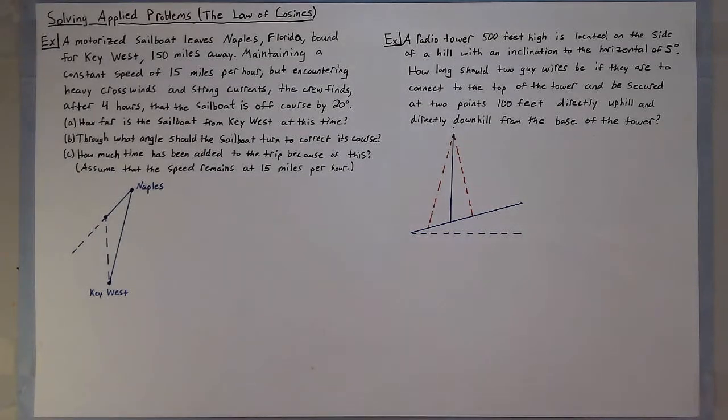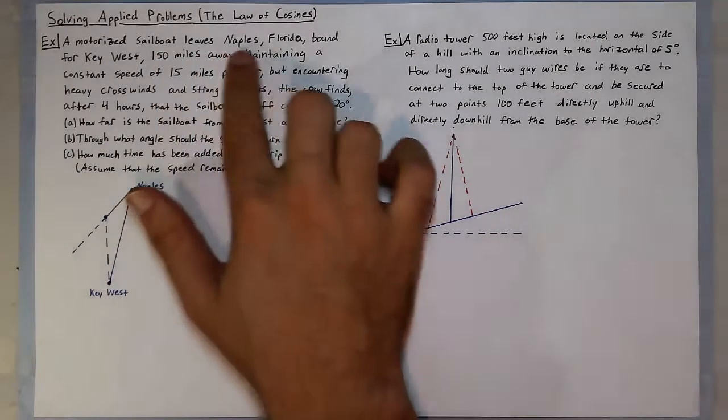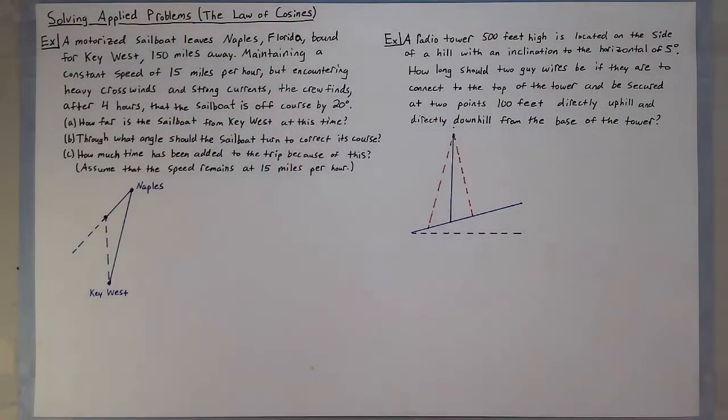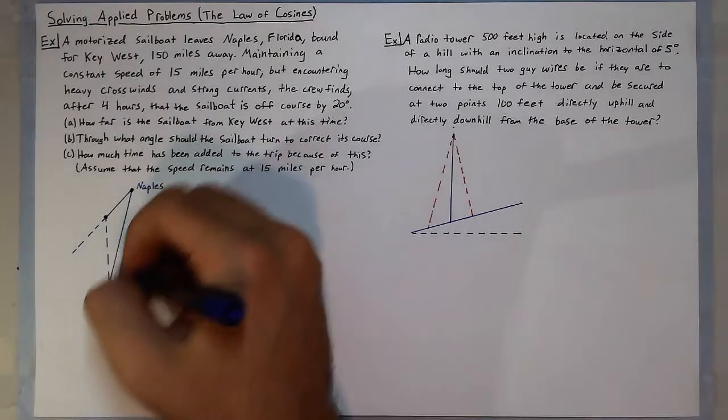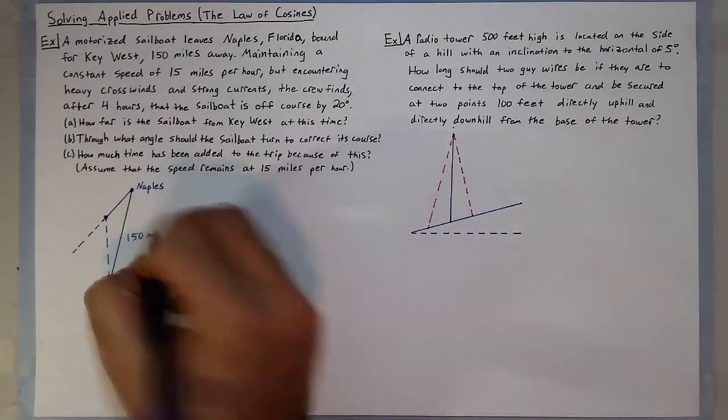In this video, we're going to learn how to solve applied problems using the law of cosines. In my first example, a motorized sailboat leaves Naples, Florida, bound for Key West, 150 miles away. So I'm going to put that the distance between Naples and Key West is 150 miles.